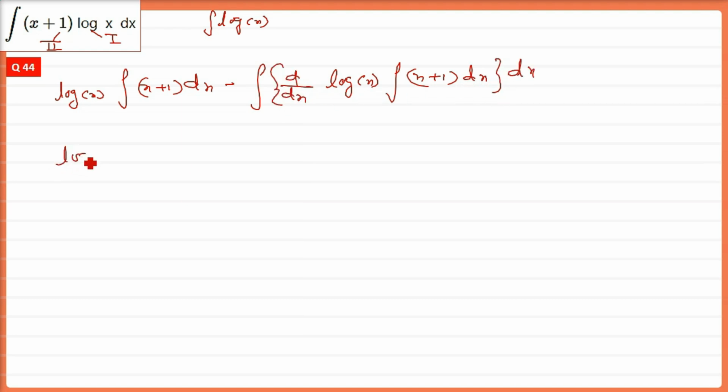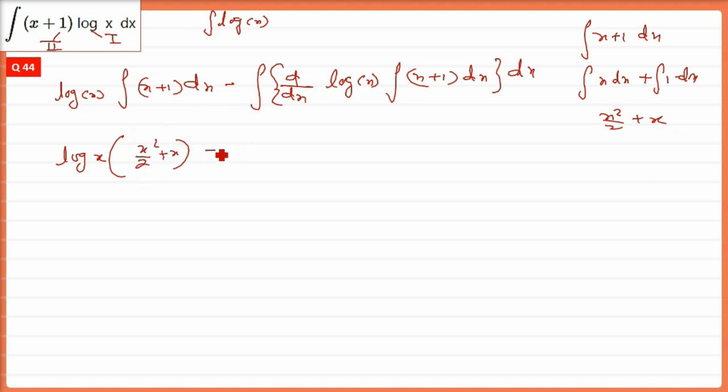So this is log x times the integration of x plus 1, which will be x square by 2 plus x. That means you can just do it like this: (x plus 1) dx can be integrated by separating the two terms, x dx and 1 dx. x will give you x square by 2 and 1 dx will give you x. So write it here, x square by 2 plus x, minus the integration of d by dx of log x, which is 1 by x, times x plus 1, which we have just done. So you can directly write x square by 2 plus x without integrating again, and this is in terms of dx.